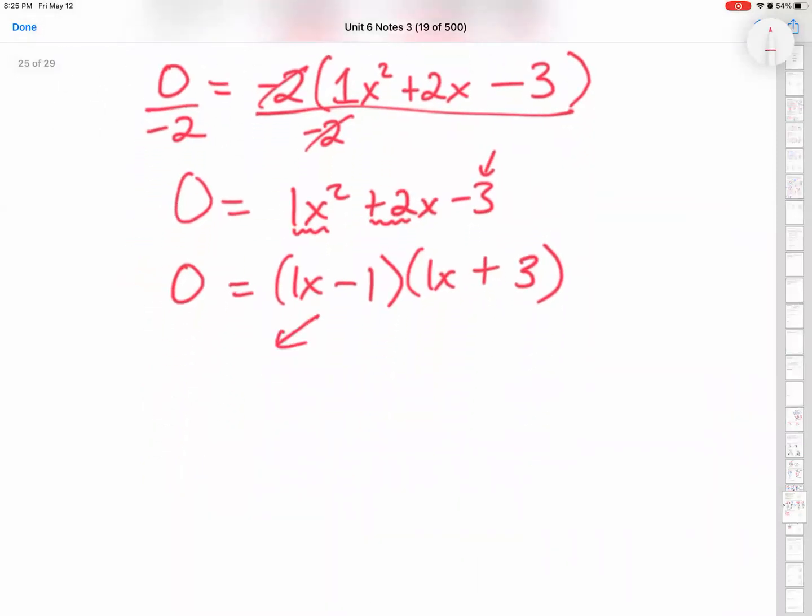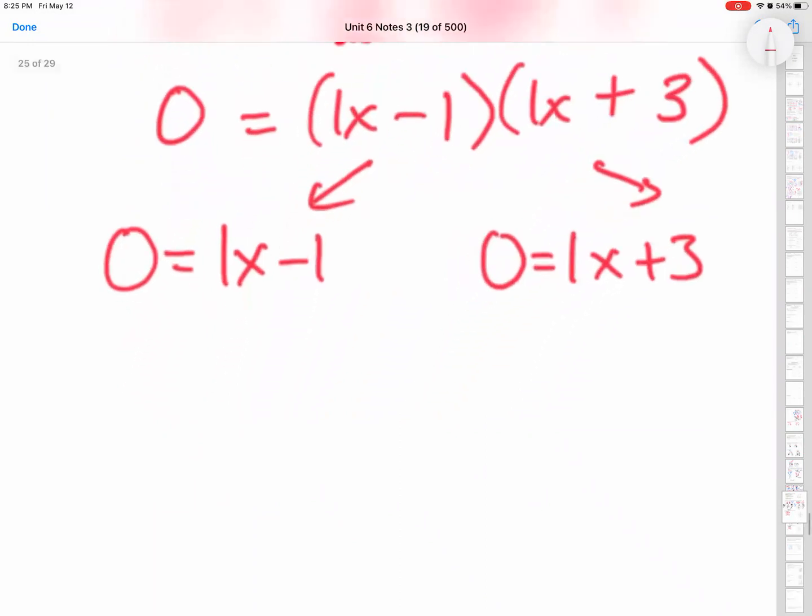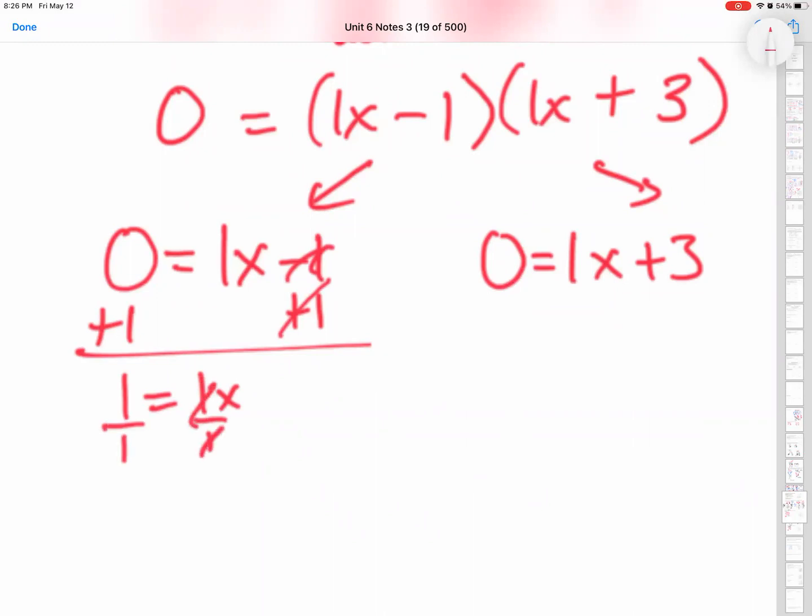This is where we split and solve. So 1x minus 1 equals 0. And 1x plus 3 is equal to 0. Doesn't matter which side the 0 is on. I just kind of did it because it's on the left side for now. And now we're going to go ahead and solve each one. So here we would add 1 to both sides. And it was 1 equals 1x. And divide the 1. X is 1.